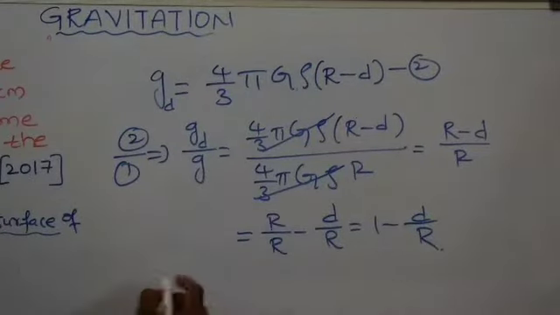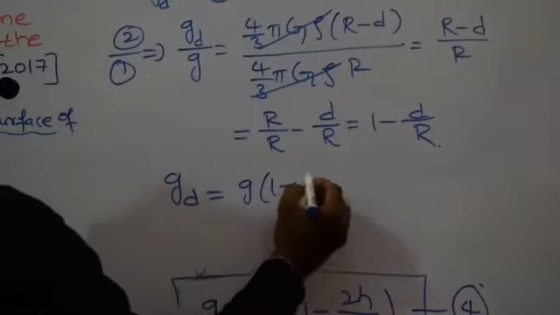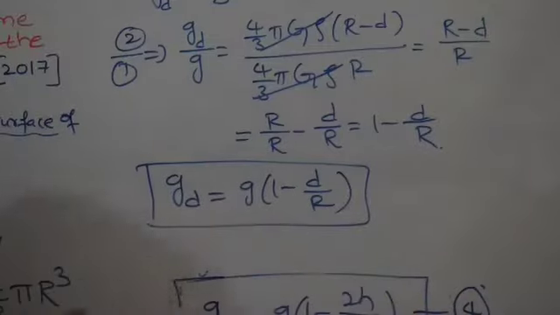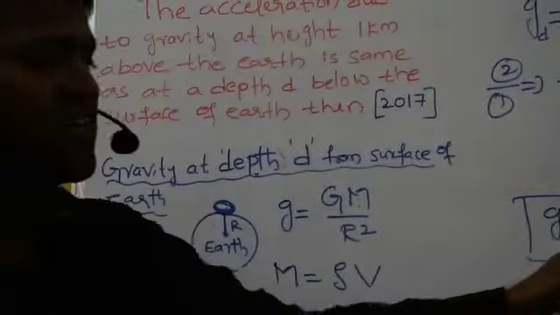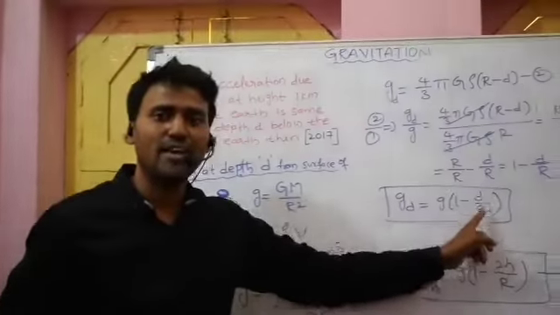G, I am taking this side. g_d is equal to g into (1 minus d by R). Gravity at a depth d: g_d is equal to g into (1 minus d by R).